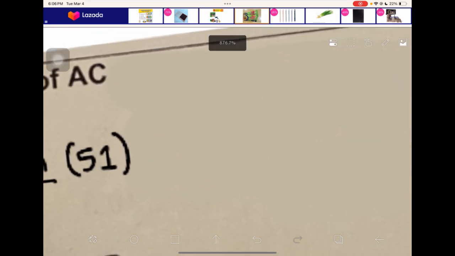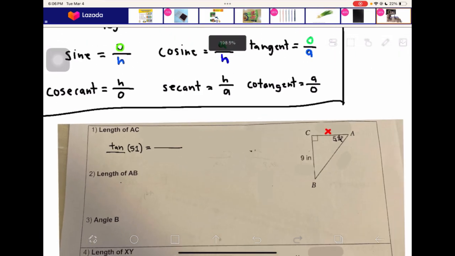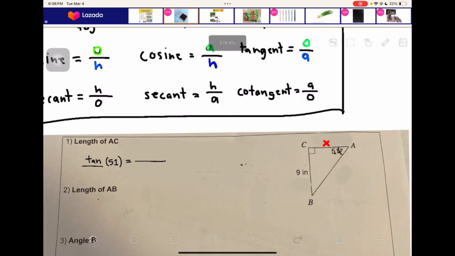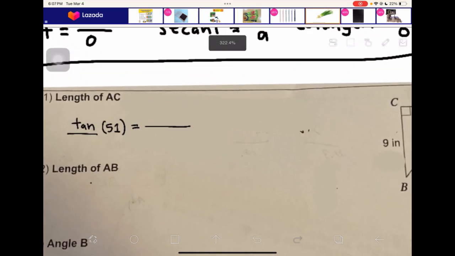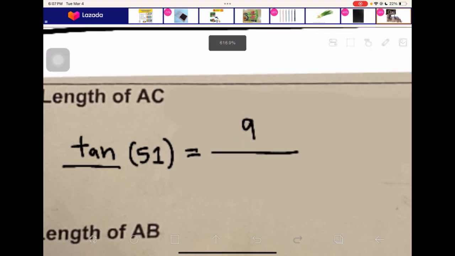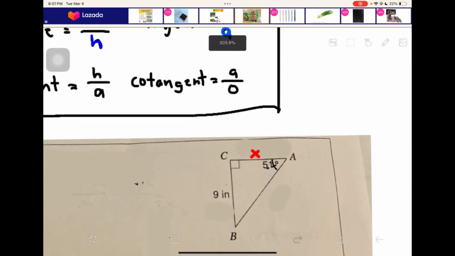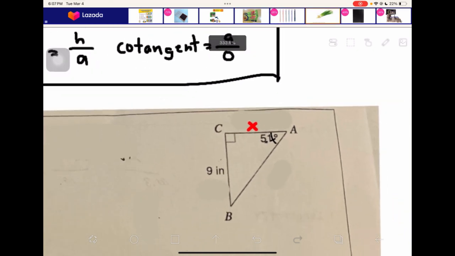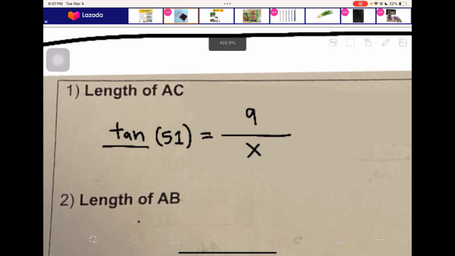Now, what was tangent equal to? Well, first and foremost, tangent is equal to opposite over adjacent. So do we know the opposite? Yes, that's 9 inches, so we can put 9. However, do we know the adjacent? No, we don't, and that's labeled as X. So we're just gonna put X over here.